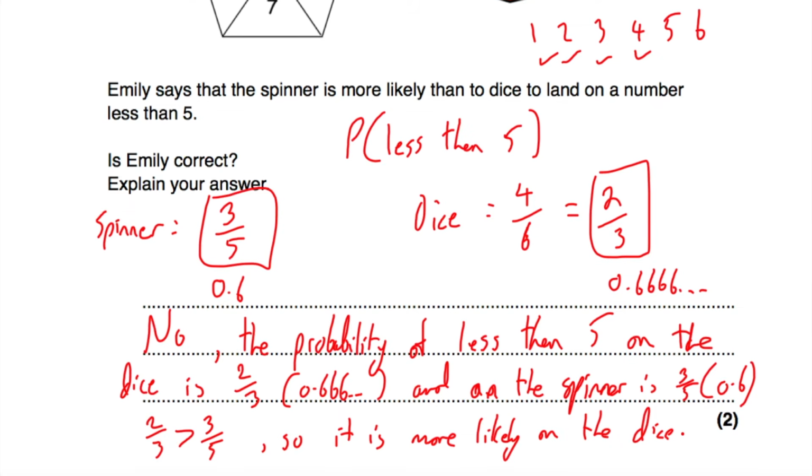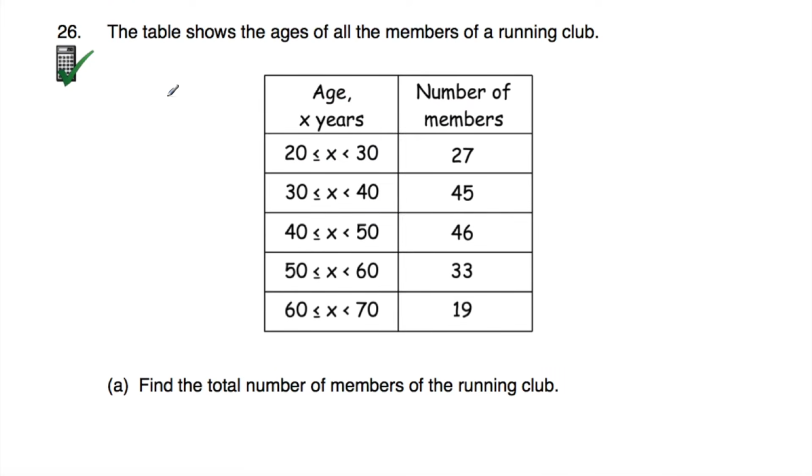Okay, let's have a look at our next question, question number 26. So question number 26 says, the table shows the ages of all the members of a running club. So we've got the ages here and the number of members in each of these age categories. So here, for instance, we've got that the ages are bigger than or equal to 60 years old, but less than 70 years old. And there's 19 members in that category.